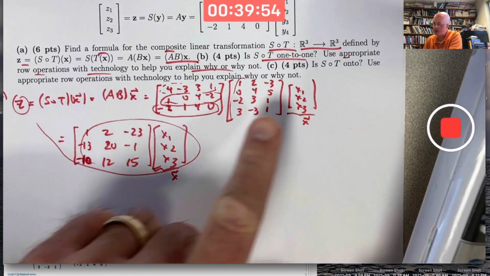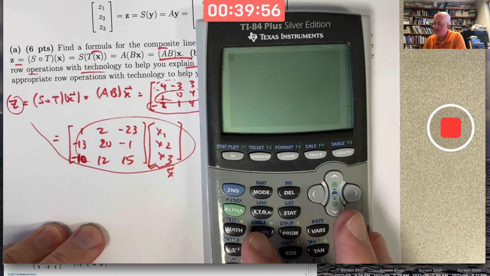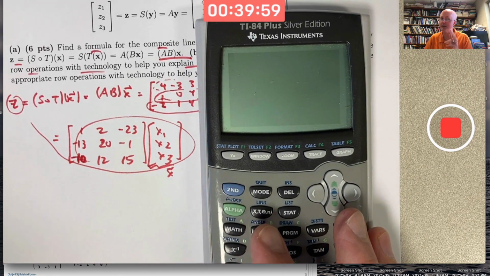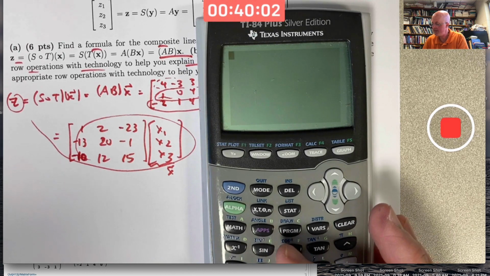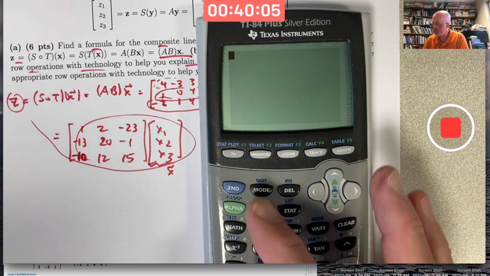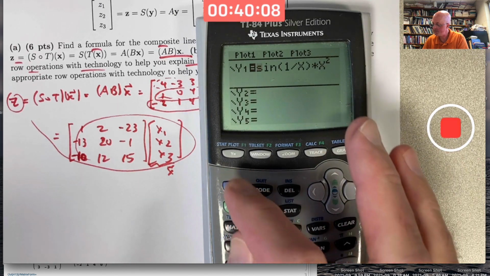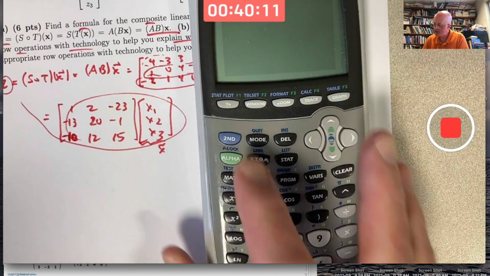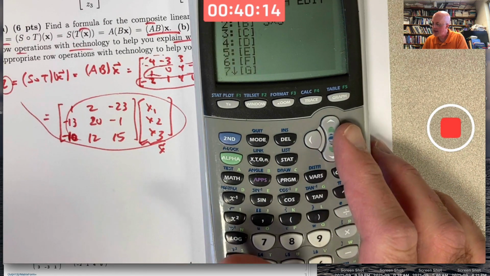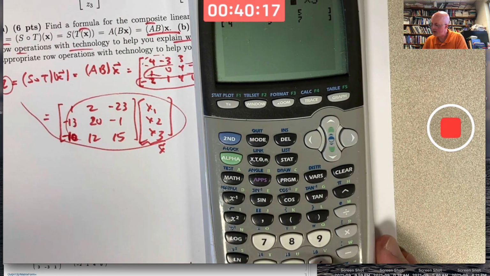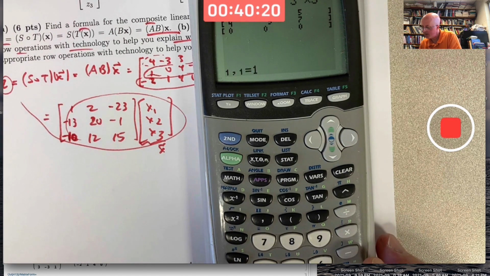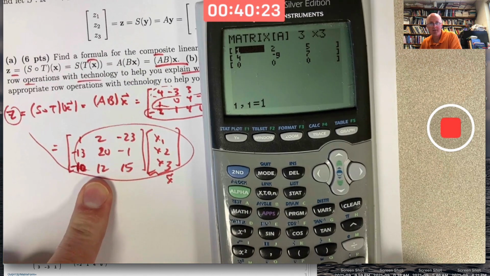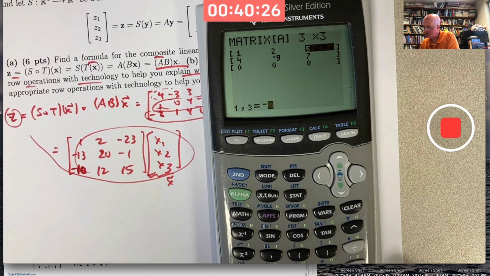We'll also do row operations for part C to decide whether it's onto or not. And actually just doing one set of row operations will be enough by something called the Invertible Matrix Theorem. I'll talk about that in a second. Let's see, go to matrix mode, edit the first matrix, make it 3 by 3. We're talking about the coefficient matrix. I'm looking at this matrix right there. 1, 2, negative 23, negative 13, 20, negative 1, negative 10, 12, 15.